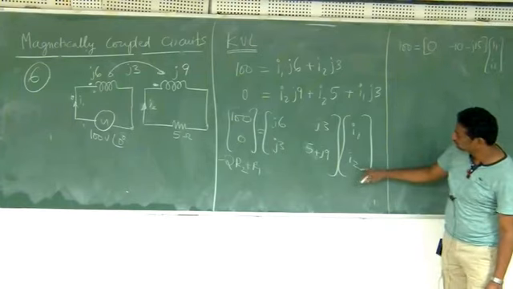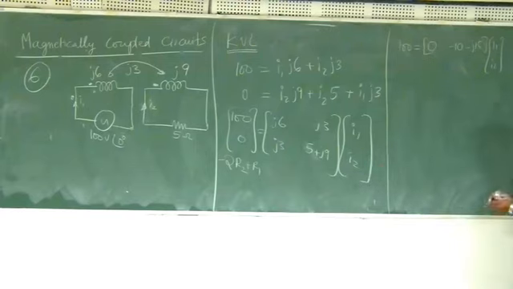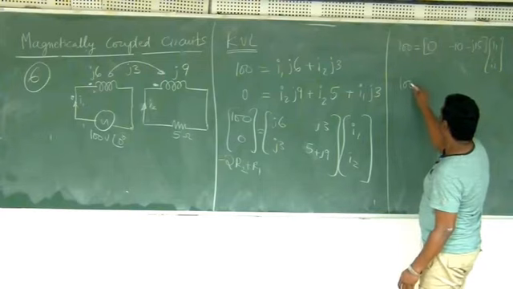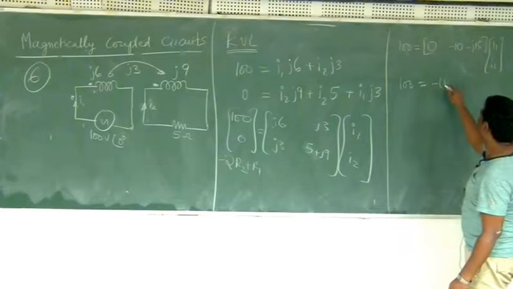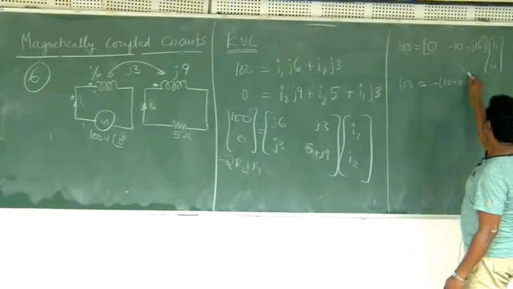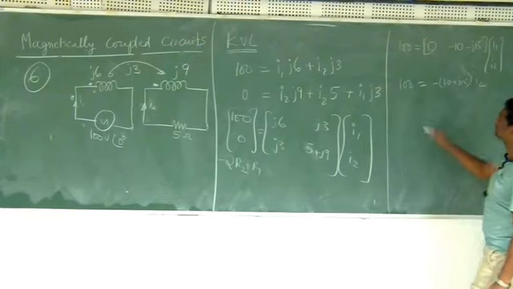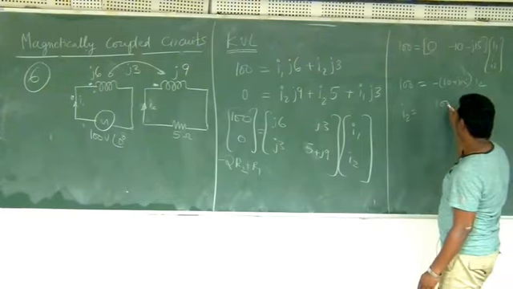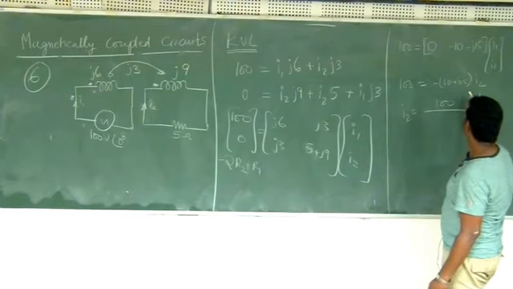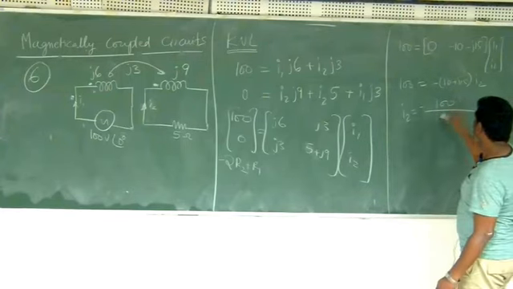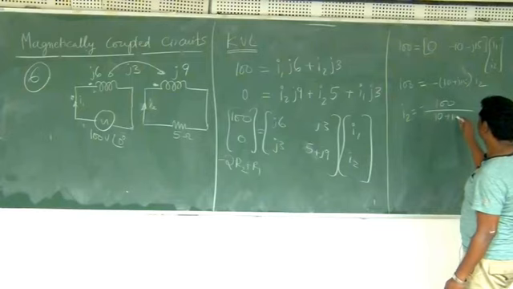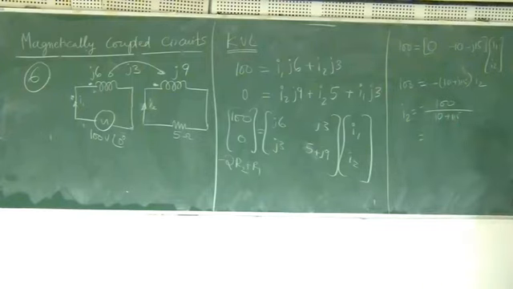Double this. Yeah, that's all we've done. So I think with this I can find I2. Okay. So 100 equal to minus of 10 plus j15 into I2. Okay. So I2 will be 100 by 10 plus j15. So can someone give the answer for this?